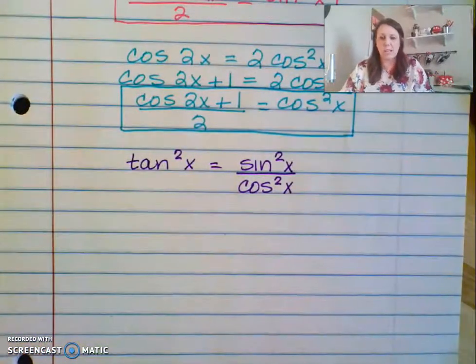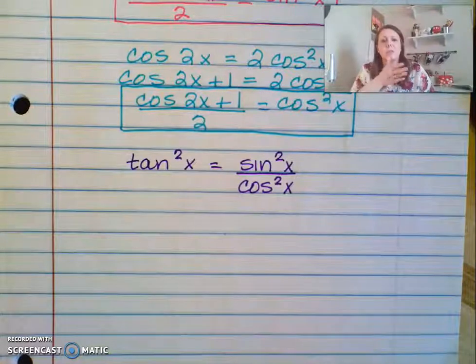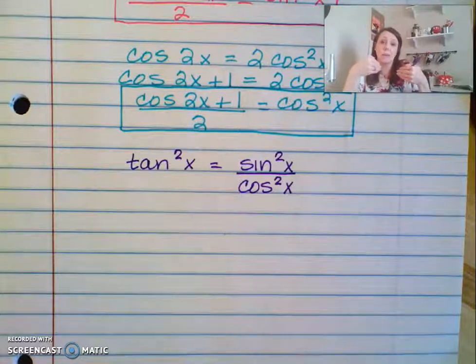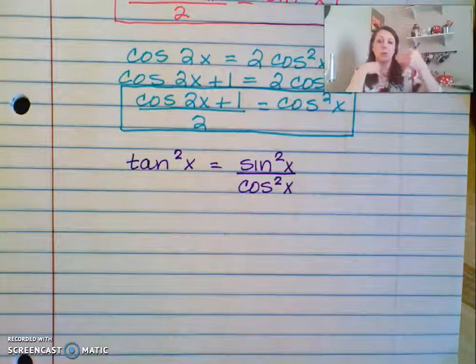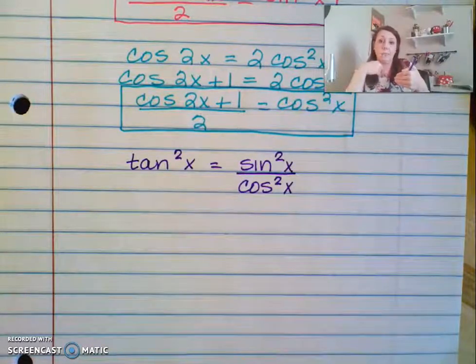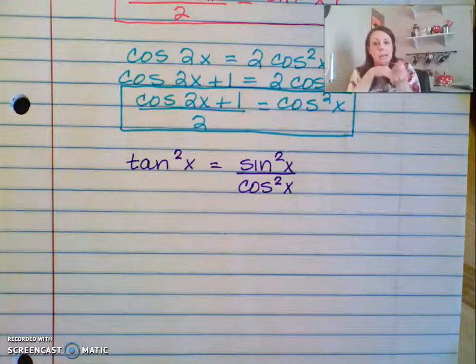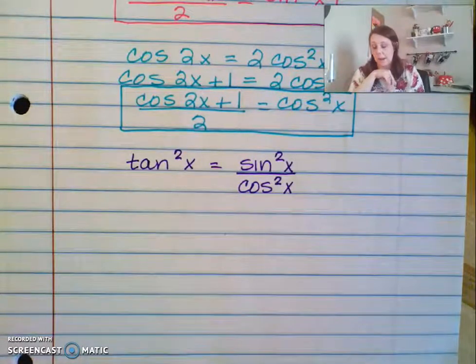And if you need some understanding as to why that works, remember a tangent squared is saying that you're taking the tangent of x times the tangent of x. If I change both of those into a sine x over cosine x and a sine x over cosine x, when I multiply those two together, that's where we're getting the sine squared x on the numerator and the cosine squared x on the denominator.